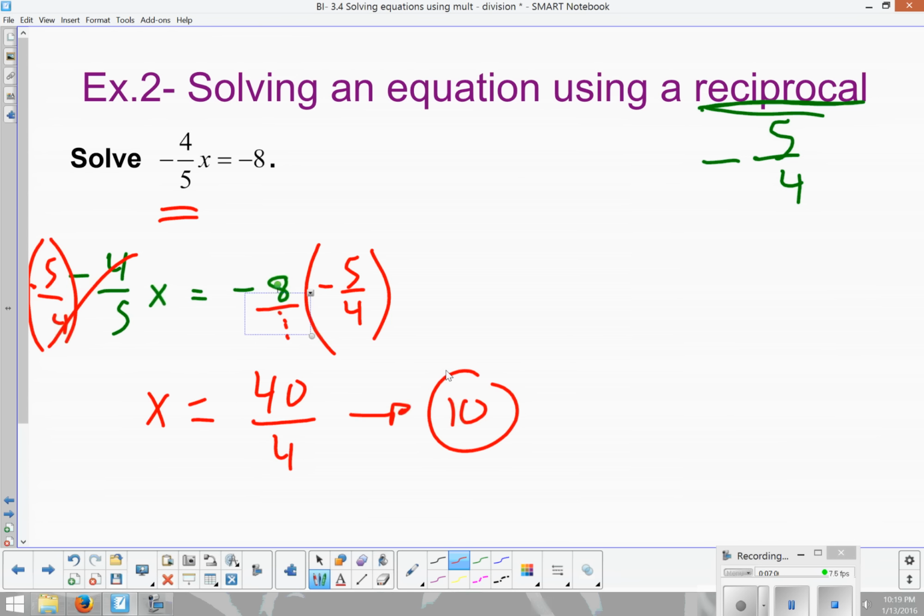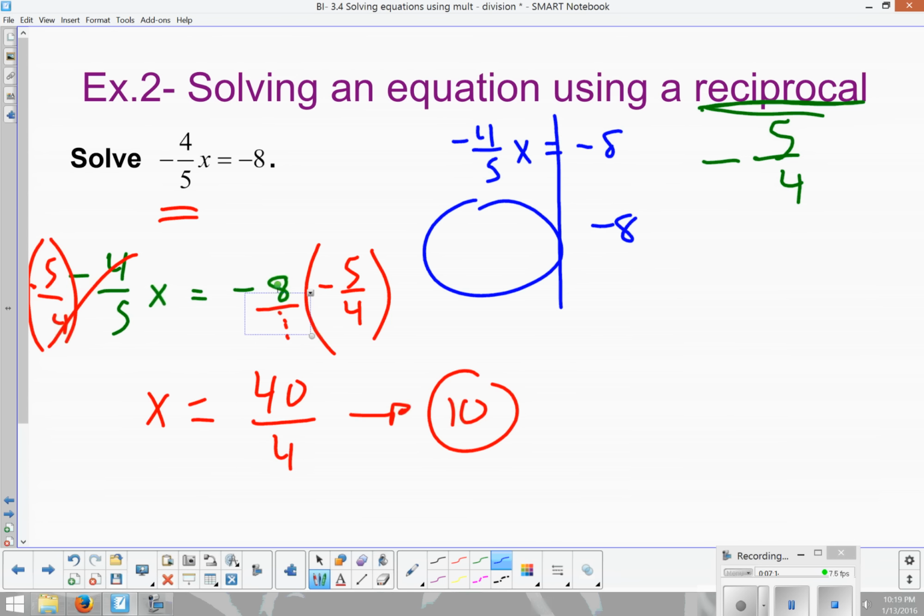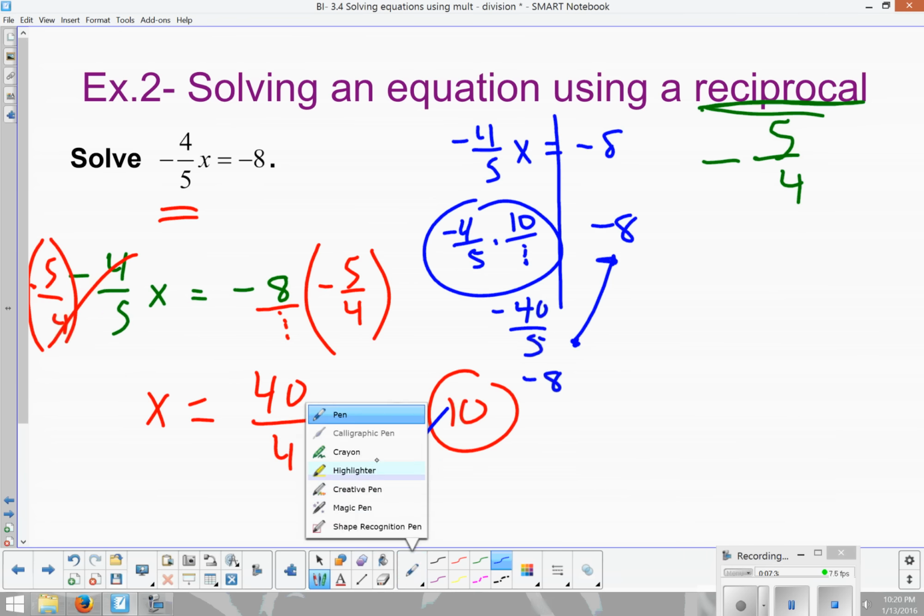Okay. Now if you want to check again the solution, you can always go over here and check it. So you can say -4/5 x equals -8. So if I have -8 on this side, the other side should also be -8. Let's see. Well, it's -4/5 times, what was x? 10. So 10 over invisible 1. What is -4 times 10? That's -40. What is 5 times 1? That's 5. And then -40 divided by 5 is -8. So these two answers equal each other. So the answer to this was correct. So check. So there is your solution.